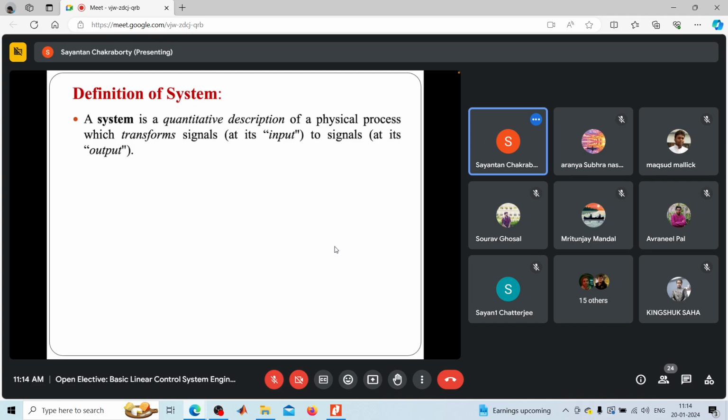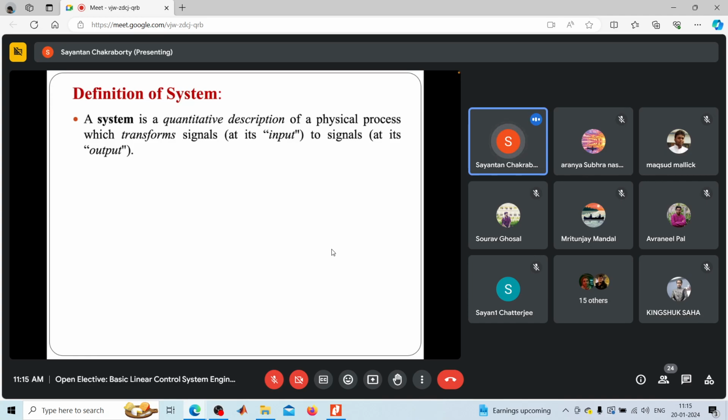Obviously, from an engineering perspective, there is a physical process that transforms signals at its input to signals at its output. Now, the key word that you should emphasize here is quantitative description. Since from an engineering or analysis point of view, we need a quantitative description, a qualitative description will not be sufficient to define or describe a system.